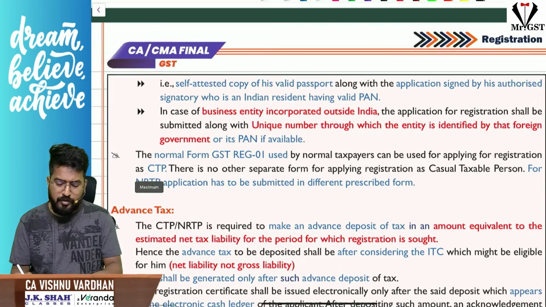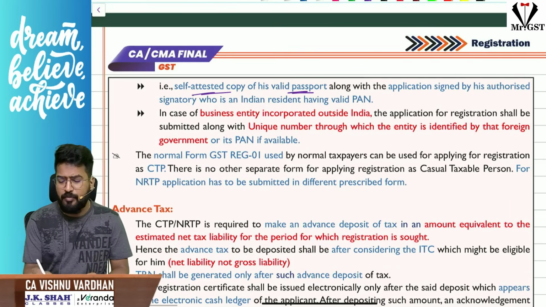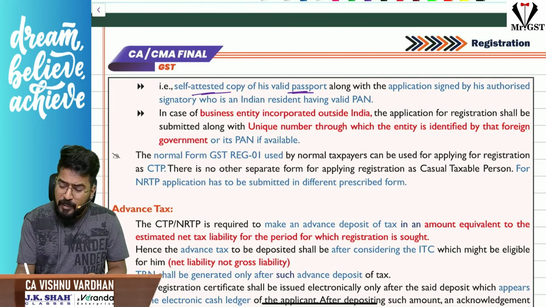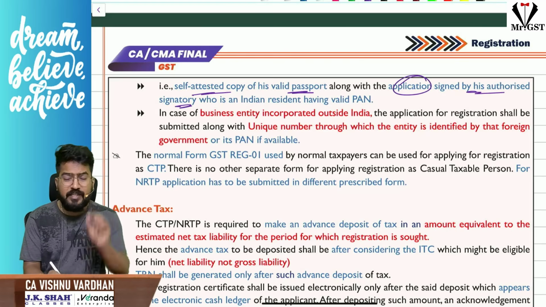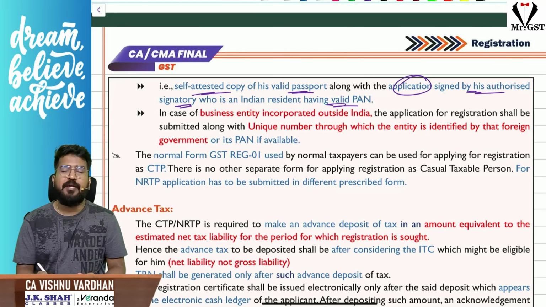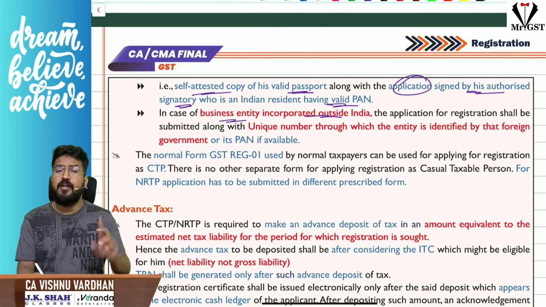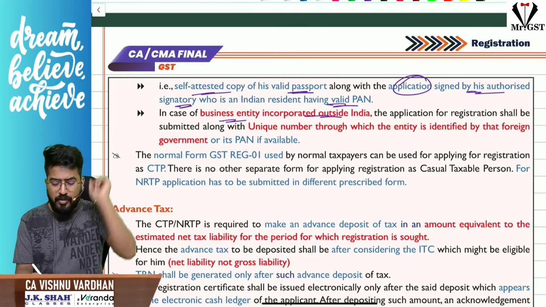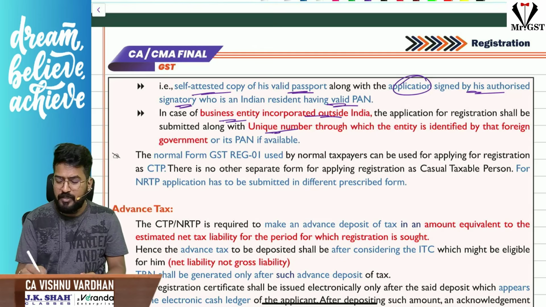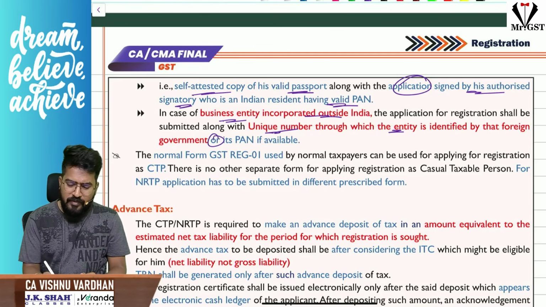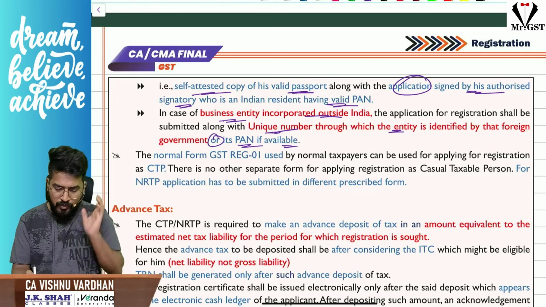What are the other prescribed documents? As I told you already, a self-attested copy of a valid passport, along with the application signed by an Indian authorized signatory who has a valid PAN. The NRTP is a business entity incorporated outside India. With the registration certificate they got outside India, that unique number they should use here, or if they have any PAN in India, that also they can use.